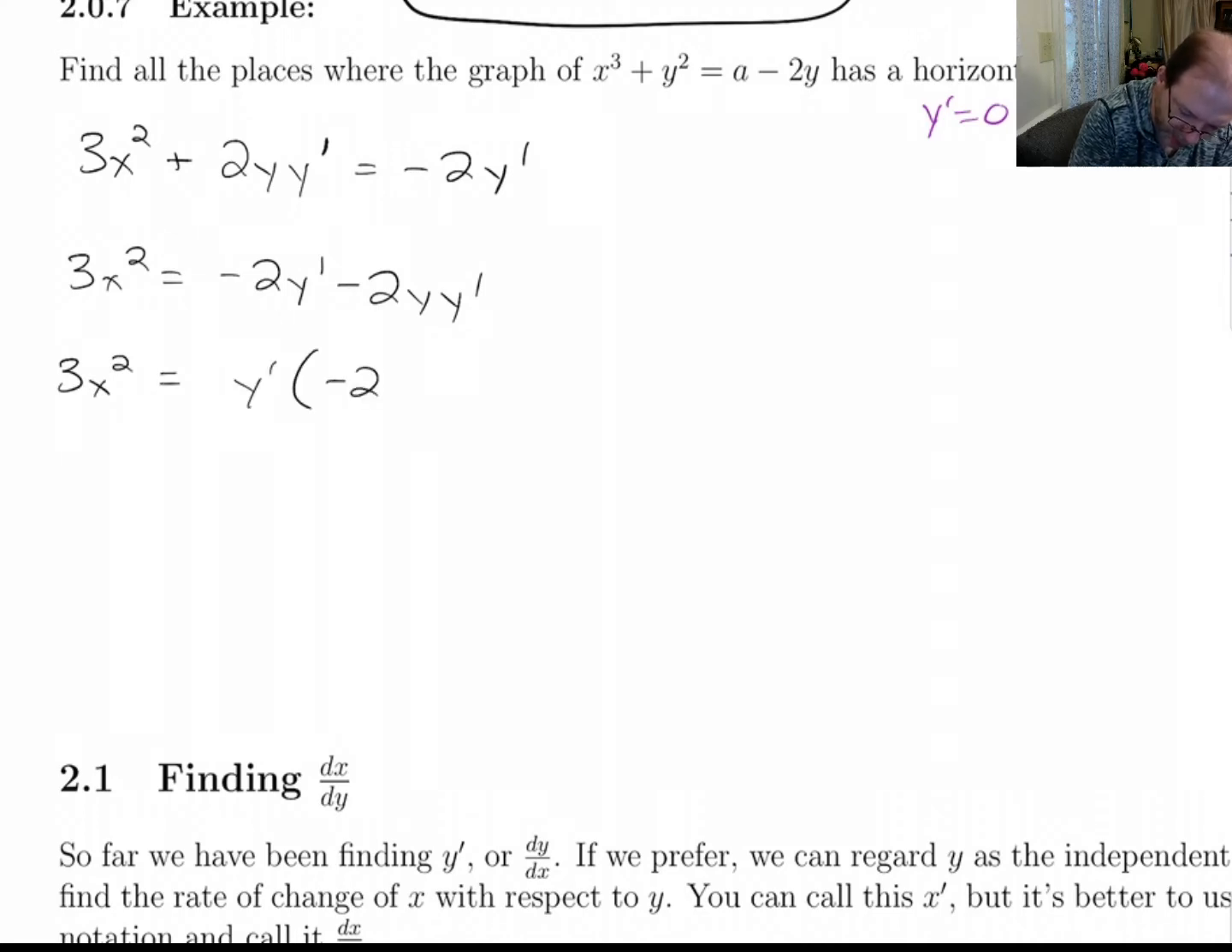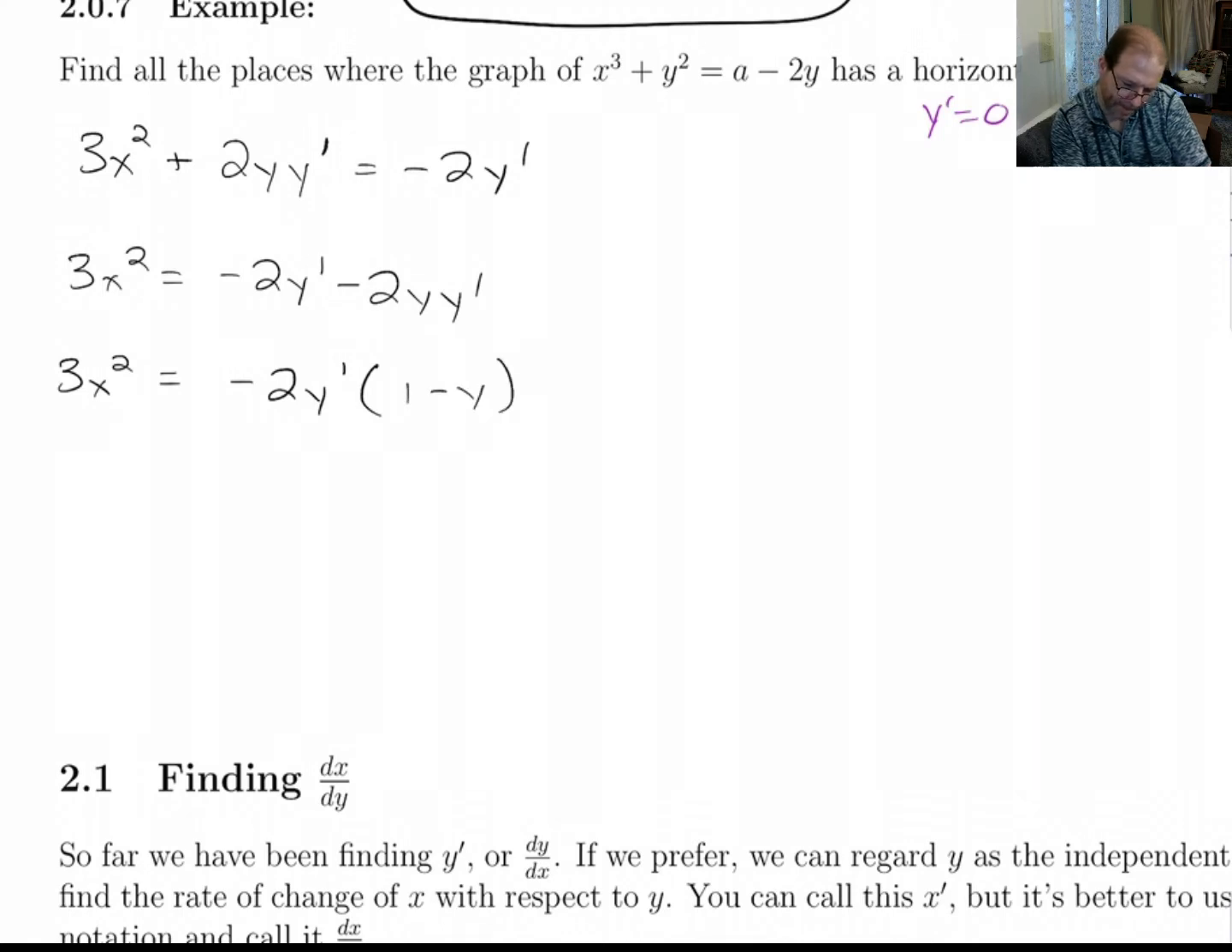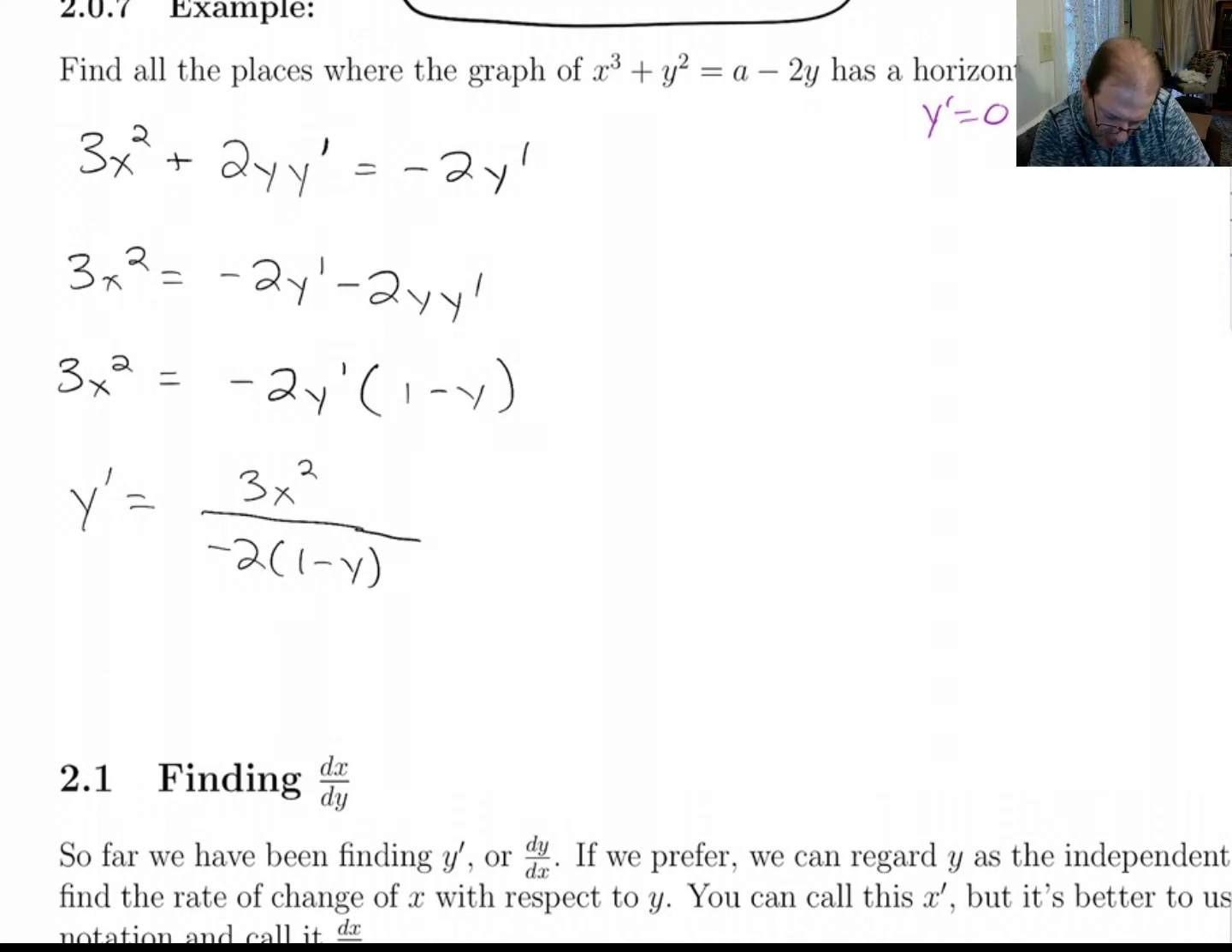I'll tell you what I'm going to do here. Instead of just factoring out the y prime, I'm also going to factor out the -2. So factor out the -2y prime, and I'm left with 1 minus y. And so when I solve for y prime, I get 3x squared on top, and -2 times 1 minus y on bottom. Actually, that should be a 1 plus y, because I factored the negative out.